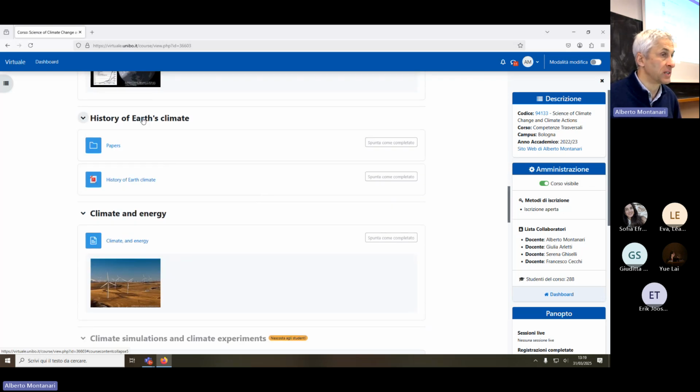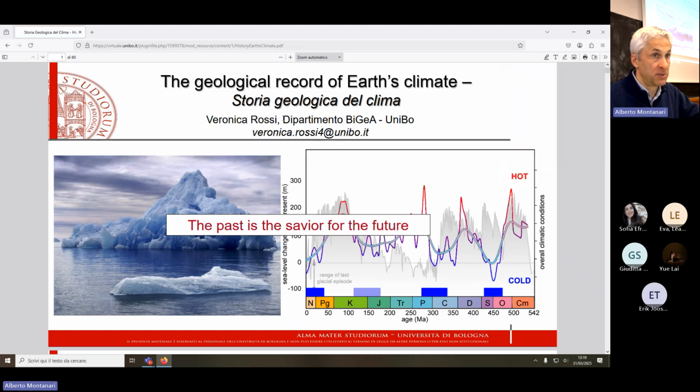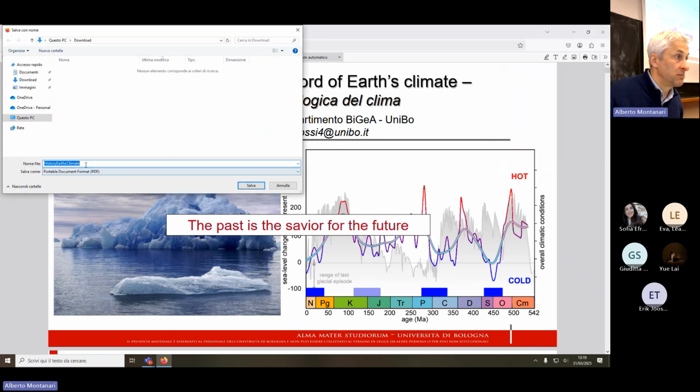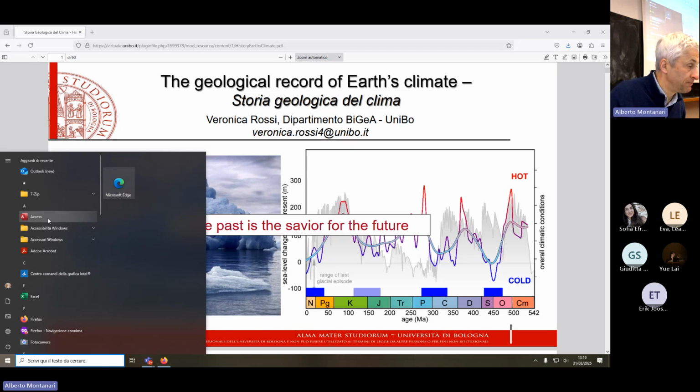So history of Earth's climate, you see two links, papers. I don't think you need them. But of course, the link is there if you're interested in getting more information. That's it. And then if we click on history of Earth's climate, we get to our slides. I think it's better if I download them because I want to use the slides in presentation mode. So let me just download it.